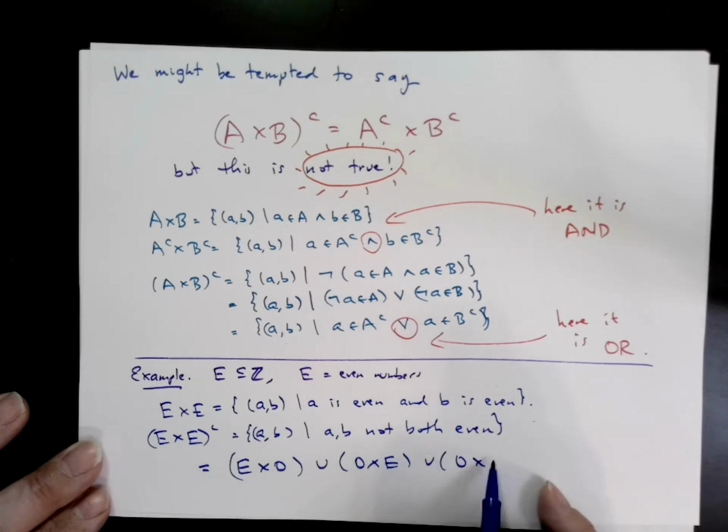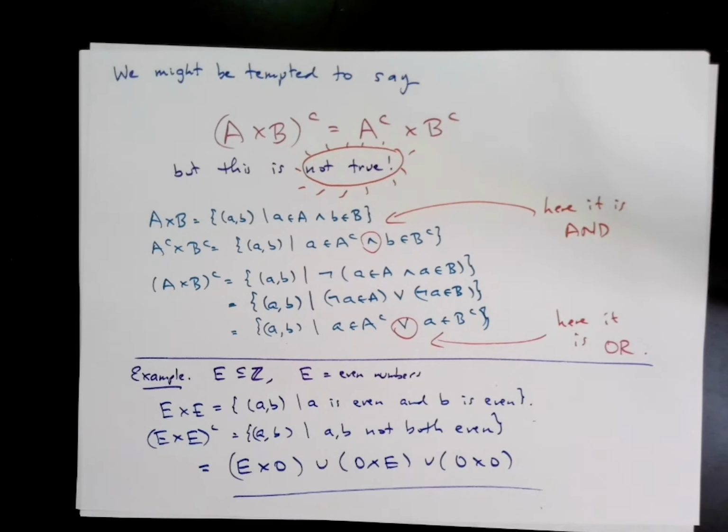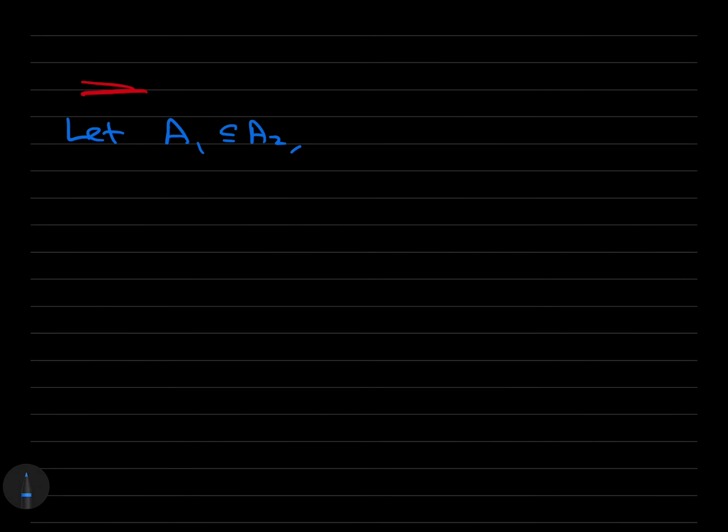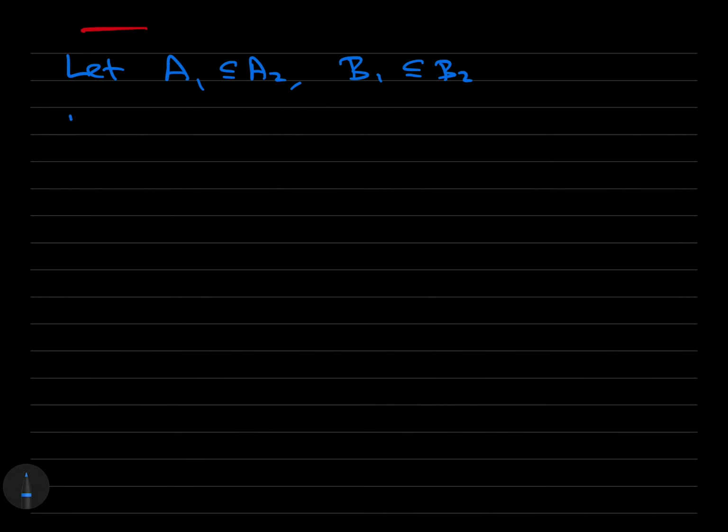Not a single product, but a union of products. This generalizes nicely, and you'll see this idea again on a homework problem soon. Here's a nice short theorem. If A1 is a subset of A2 and B1 is a subset of B2, then A1 times B1 is a subset of A2 times B2.